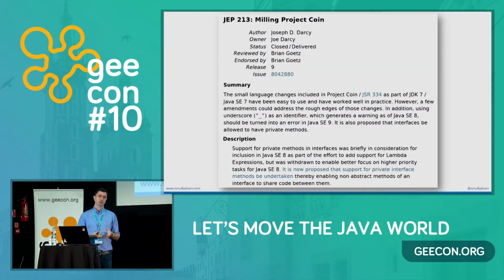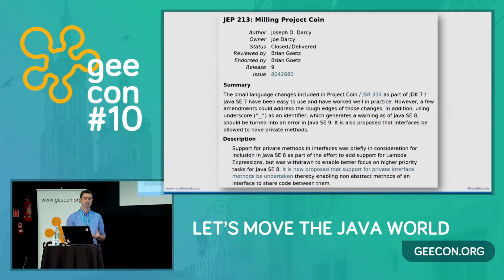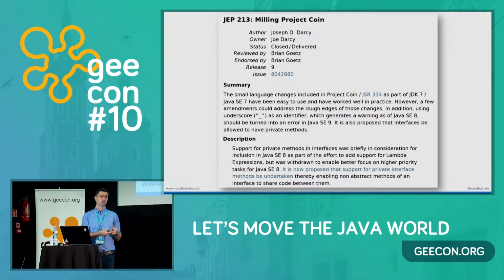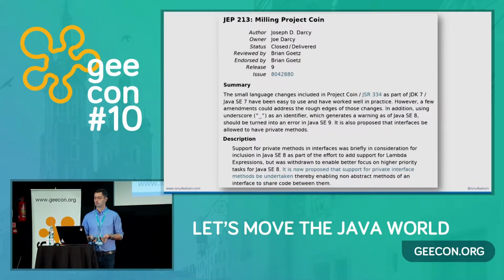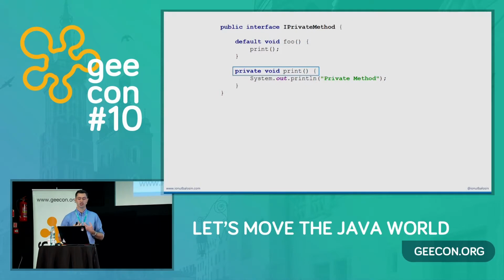What does the private interface method say? The feature itself is part of JEP 213, which actually delivers several small features. Apart from those features, there are also private interface methods. Let's see in practice how it works and how we can use it.